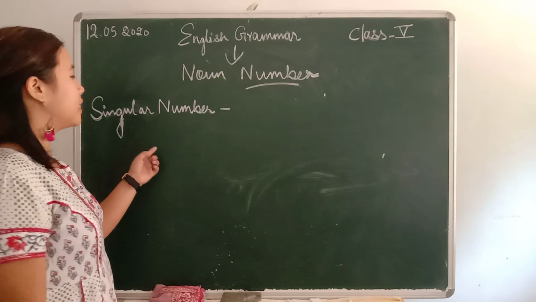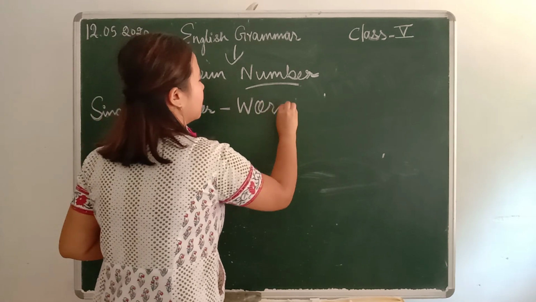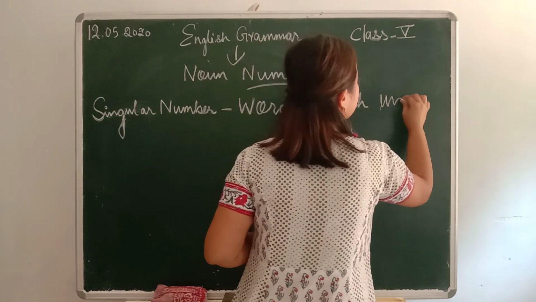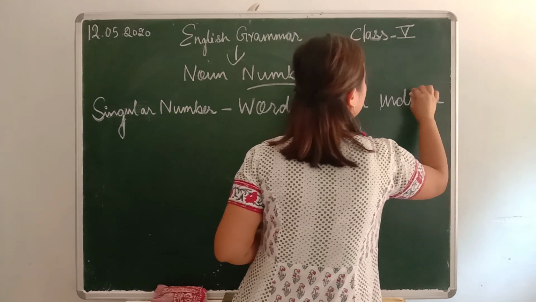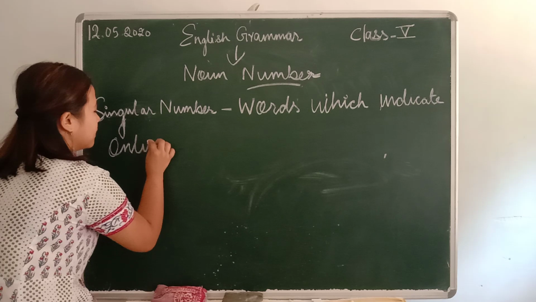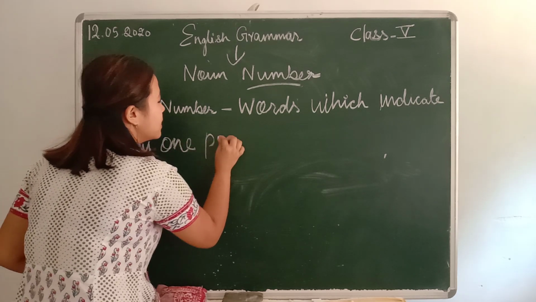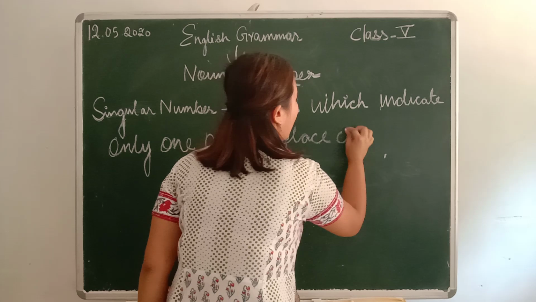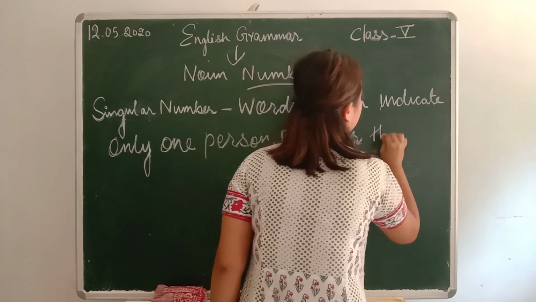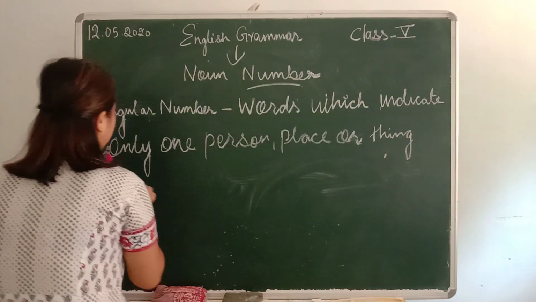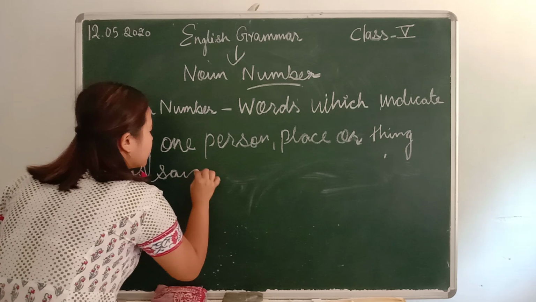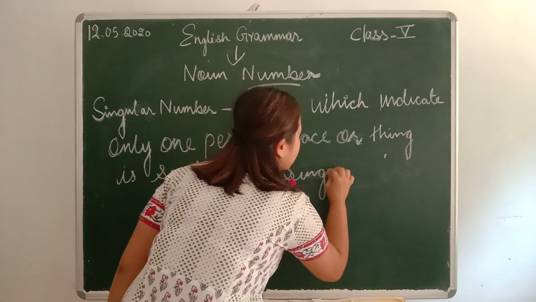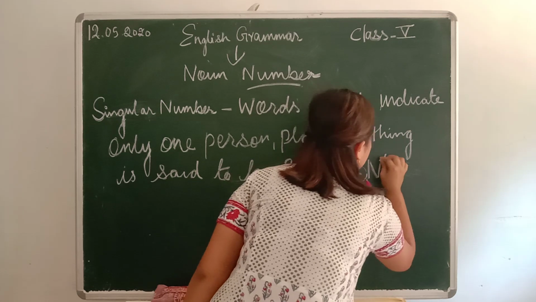So we will see the definition of singular noun. Words which indicate only one person, place, or thing is said to be singular number.